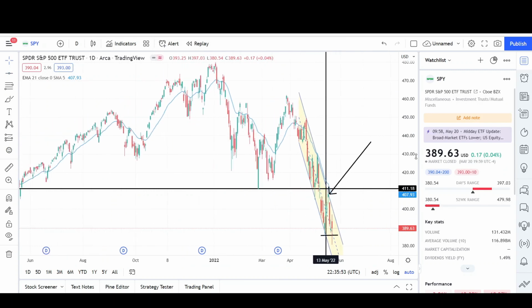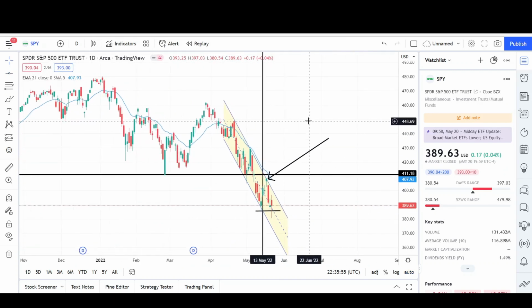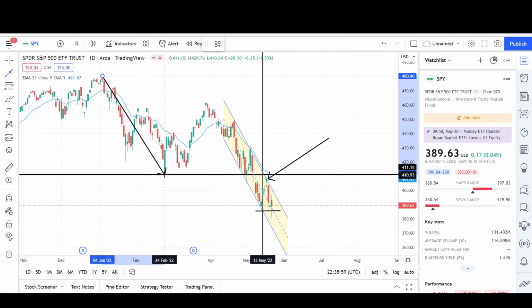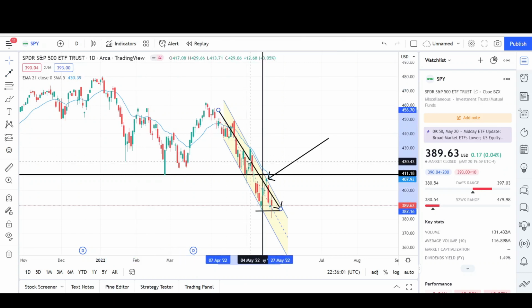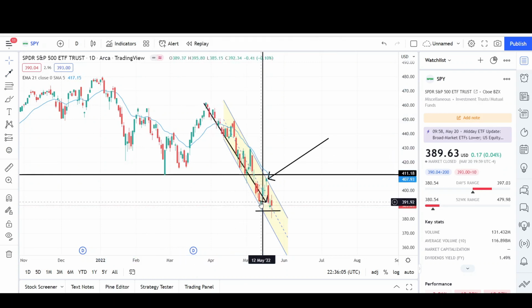Well, the measured move target that I had has already played out. You can see that this was the first leg down right here, and then we started the second leg, and right when we hit the second leg, we're starting to see a little bit of buying and price stalling out right around this 392 level, but we're not really seeing any bounces from it.